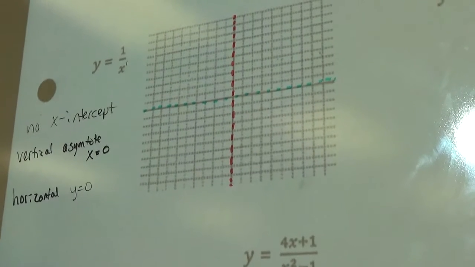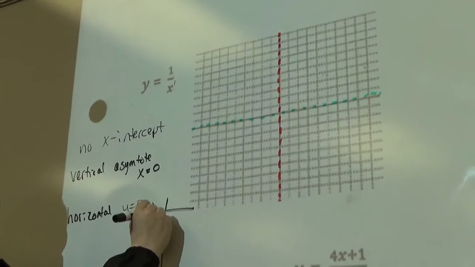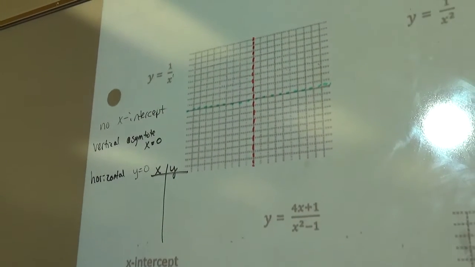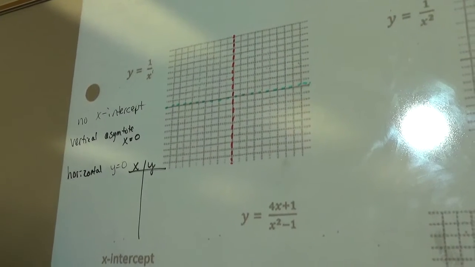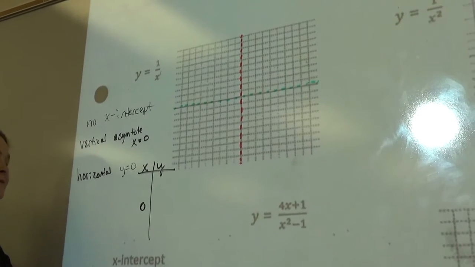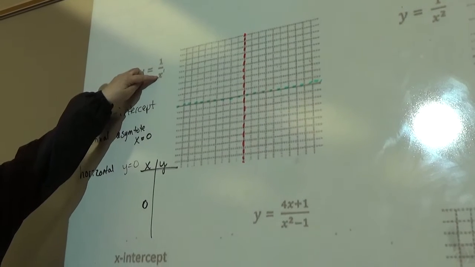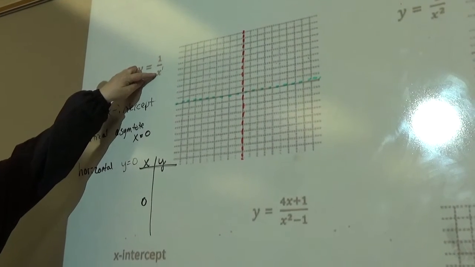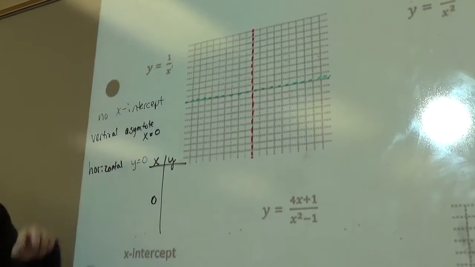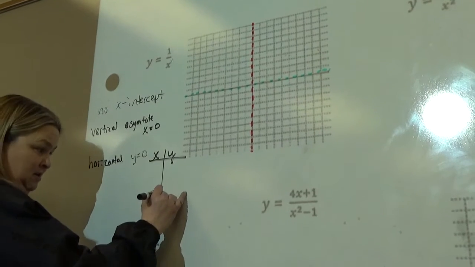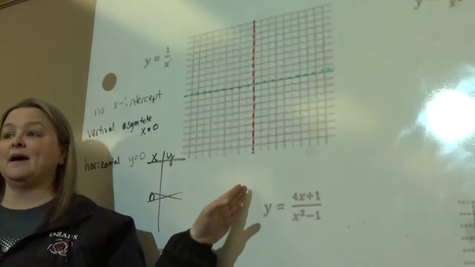Okay, let's graph this. We're going to graph it by just making a table of values. I'm going to pick numbers for x and see what I get for y. Let's start off by picking 0. What happens when you put a 0 in for x? What's 1 divided by 0? It's undefined. If you put that in your calculator, you're going to get the word error. So there is no y for 0 on this one, and that makes sense because that's where my asymptote is.